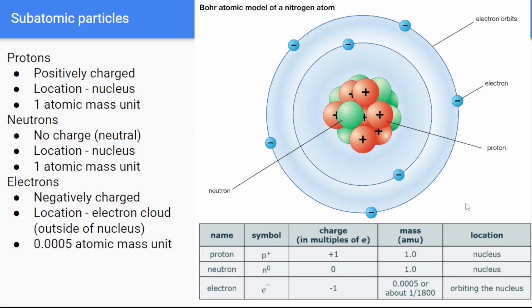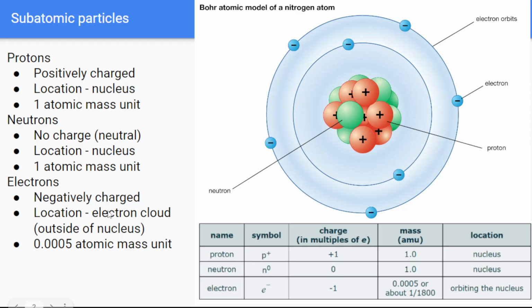In this video, we'll discuss the structure of atoms. Atoms consist of protons, neutrons, and electrons. Protons are positively charged, they're in the nucleus, and they have an atomic mass of 1. Neutrons are neutral, that means no charge. They're also located in the nucleus, and they also have an atomic mass of 1.